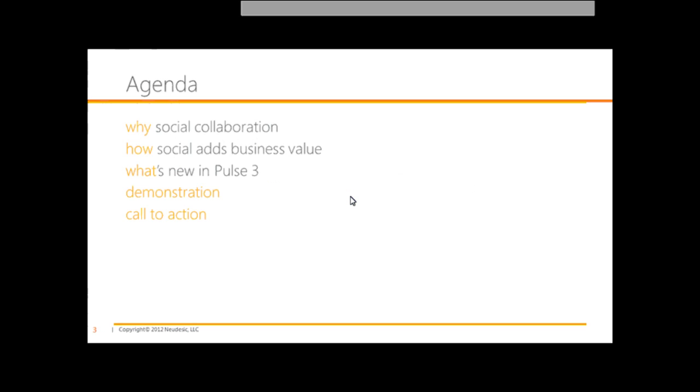So what we're going to talk about today, we want to do a little bit of context setting as it relates to how we see social and why we think that it's important and why we really think that it's going to transform how collaboration and how work gets done in the future. We'll talk about how social adds business value. Then we'll start to drill into what's new in Pulse 3. We will attempt to level set just some of the core offerings of Pulse, but we want to make sure that you see what's new in Pulse and hopefully you share our excitement with this release. Then we'll move into a demonstration, and then finally we'll close out with a call to action.